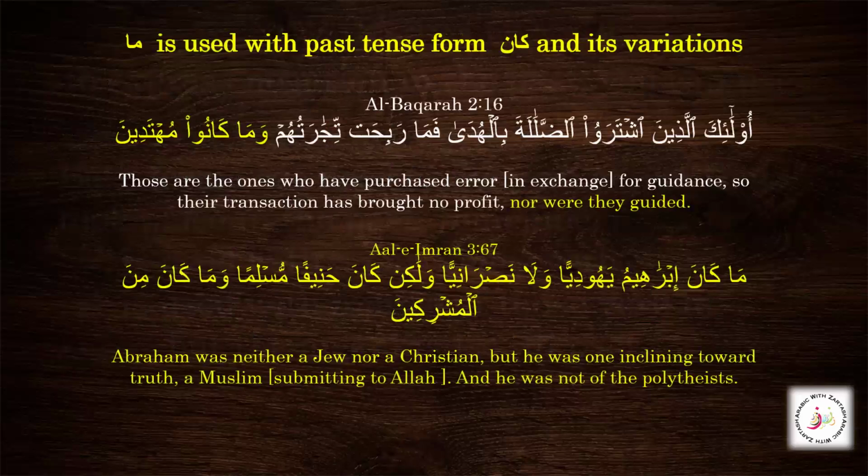So let's do some examples now when ma is used with the past tense. Here we have the first example from Surah Baqarah. Because these are quite long ayat, we are only going to focus on the parts that have kana yakunu. So here we have وَمَا كَانُوا مُهْتَدِينَ. أُولَٰئِكَ الَّذِينَ اشْتَرَوُا الضَّلَالَةَ بِالْهُدَىٰ فَمَا رَبِحَتْ تِجَارَتُهُمْ وَمَا كَانُوا مُهْتَدِينَ. So nor were they guided.